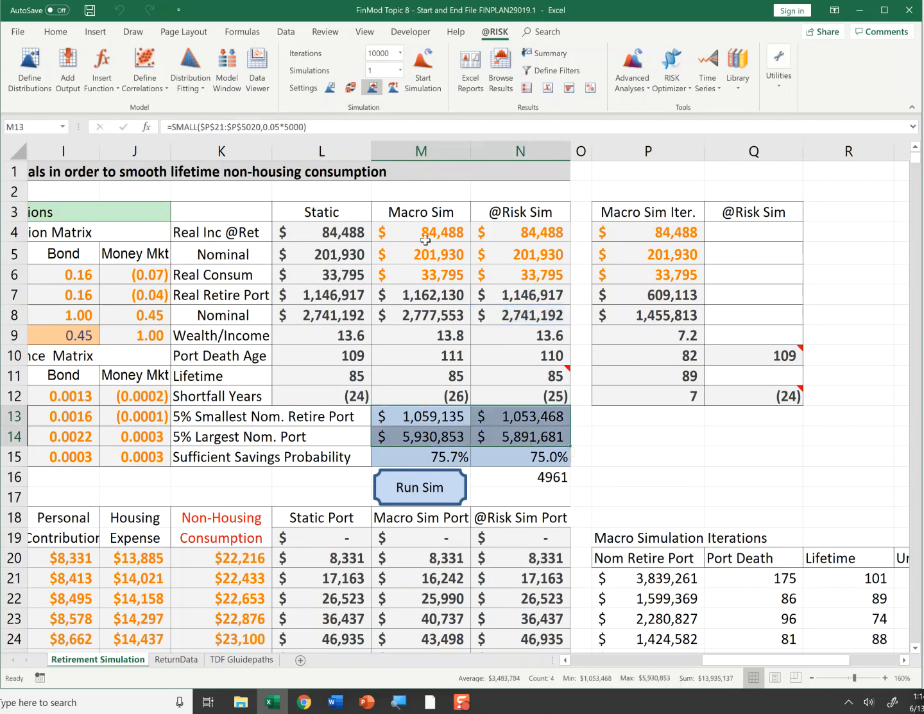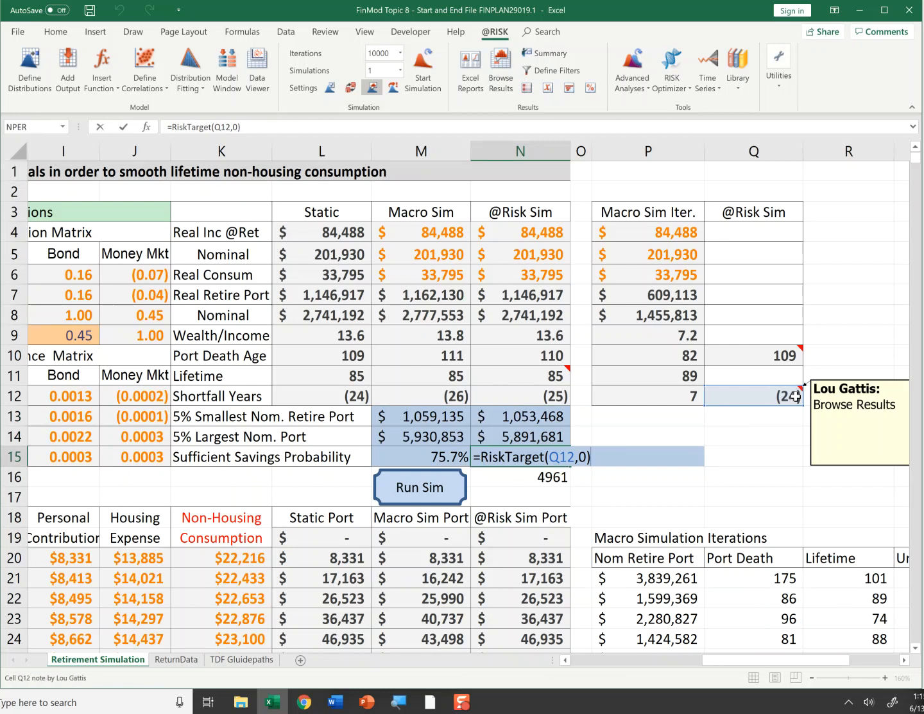Notice it's almost giving me the same value as my macro, and it should. And if I ran, say, 100,000 iterations in @Risk, and 100,000 for my macro, these would converge to the same values. I also calculate the RiskTarget, 0. Tell me the percent of time this number is less than 0. Just like I did with this one, where I counted the number of times that number was less than 0, I also get the same value. So the RiskTarget tells me the probability that some number is less than 0 in this case. So I haven't really gained anything with @Risk.